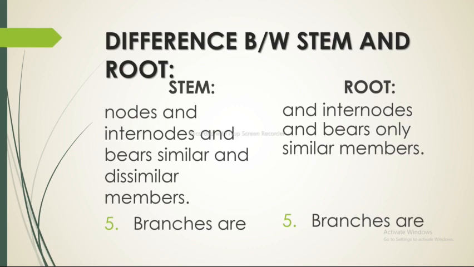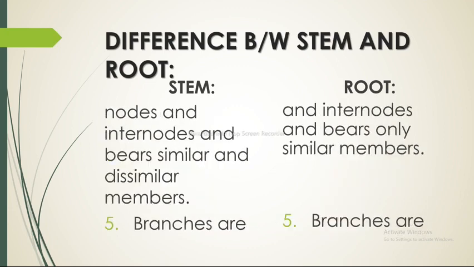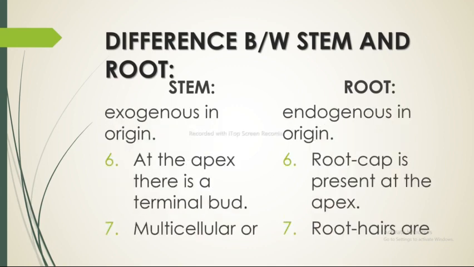Stem, the branches are exogenous in origin. Root, the branches are endogenous in origin. Stem, at the apex there is a terminal bud. Root, root cap is present at the apex.